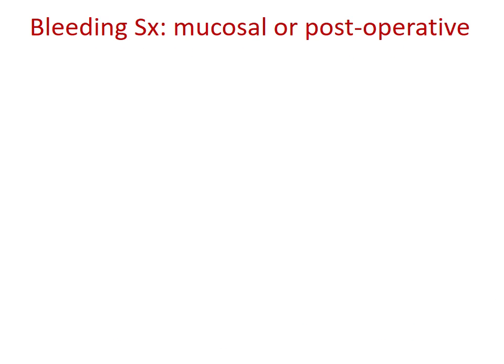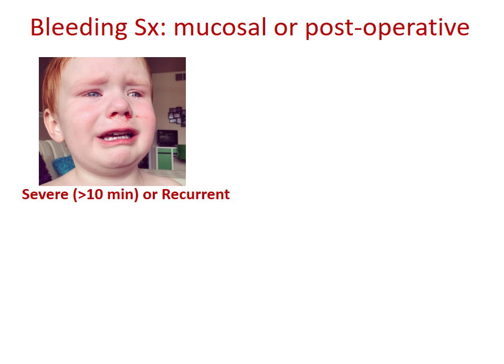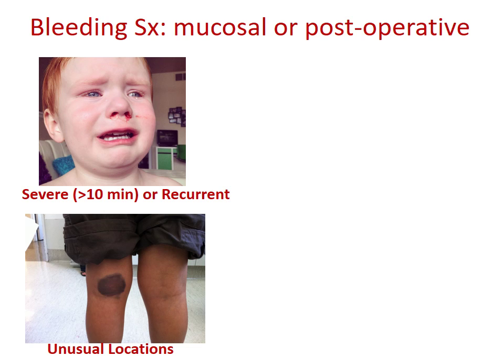The bleeding symptoms associated with von Willebrand's disease are primarily mucosal or postoperative bleeding. So you want to look for epistaxis, especially if it's severe, so lasting longer than 10 minutes or associated with large clots or recurrent, and particularly if recurrent epistaxis occurs in young adults or teenagers who are less likely to have recurrent nosebleeds than our toddlers. You also want to look for easy bruising or bruising located in unusual locations, so the back of the legs, the trunk, the abdomen, the back, or the shoulders.